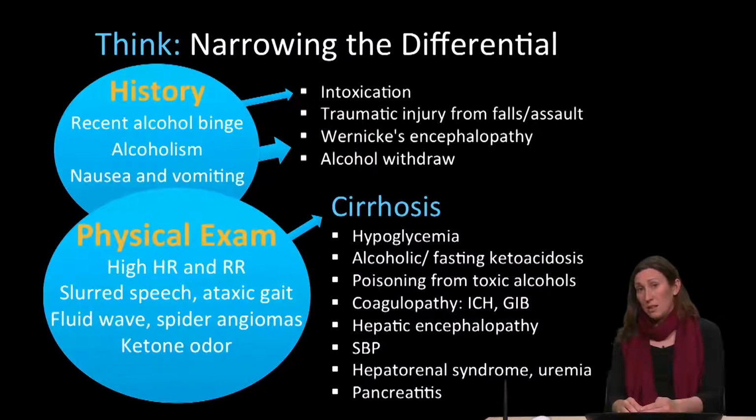coagulopathy, right, which may have led to GI bleeding or intracranial hemorrhage, hepatic encephalopathy, spontaneous bacterial peritonitis, hepatorenal syndrome or uremia, or pancreatitis. Still a broad differential, but ones that we can connect back to the pathology we're finding on our history and physical exam.